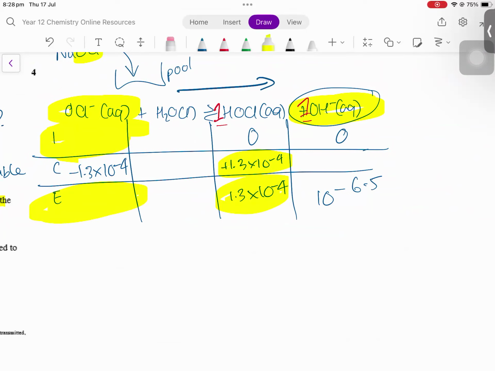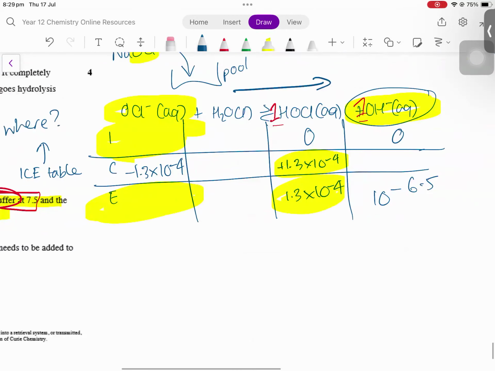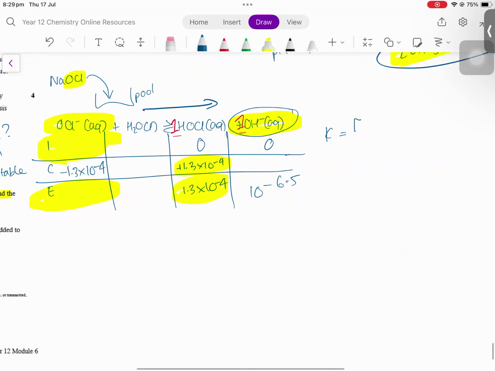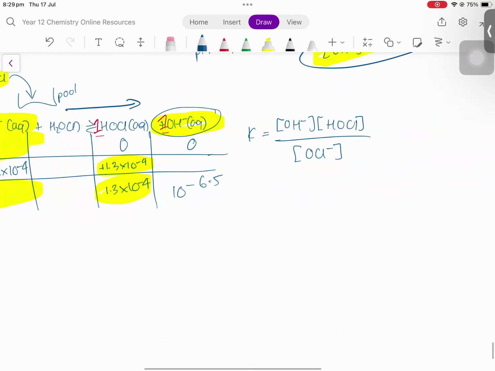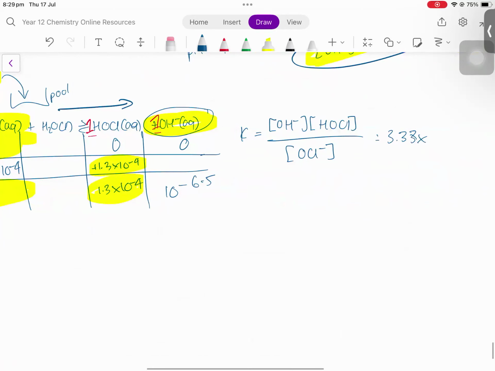So you guys are telling me I can calculate the equilibrium concentration of OCl minus. Why? Good, because equilibrium concentrations can be subbed into the equilibrium expression, and then you can use the equilibrium constant, which they've given for us. For this reaction it is 3.33 by 10 to the minus 7. So the K value equals the concentration of products, OH minus, concentration of HOCl, and then the reactants, OCl minus, excluding the water because it's a pure liquid, that's meant to equal 3.33 by 10 to the minus 7.